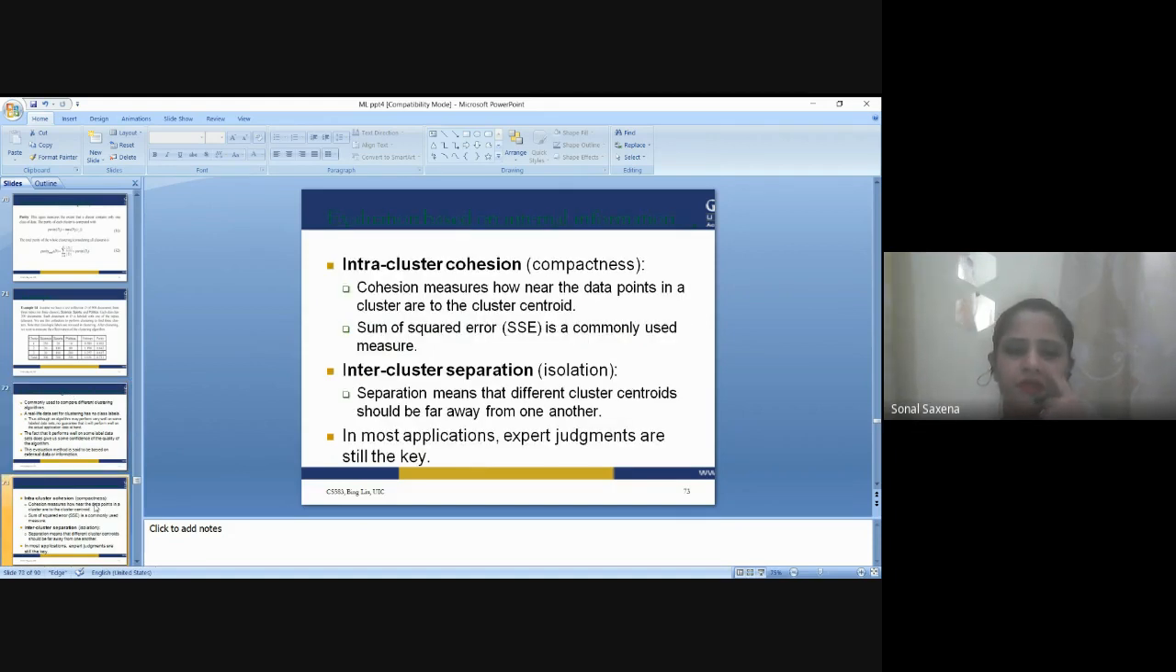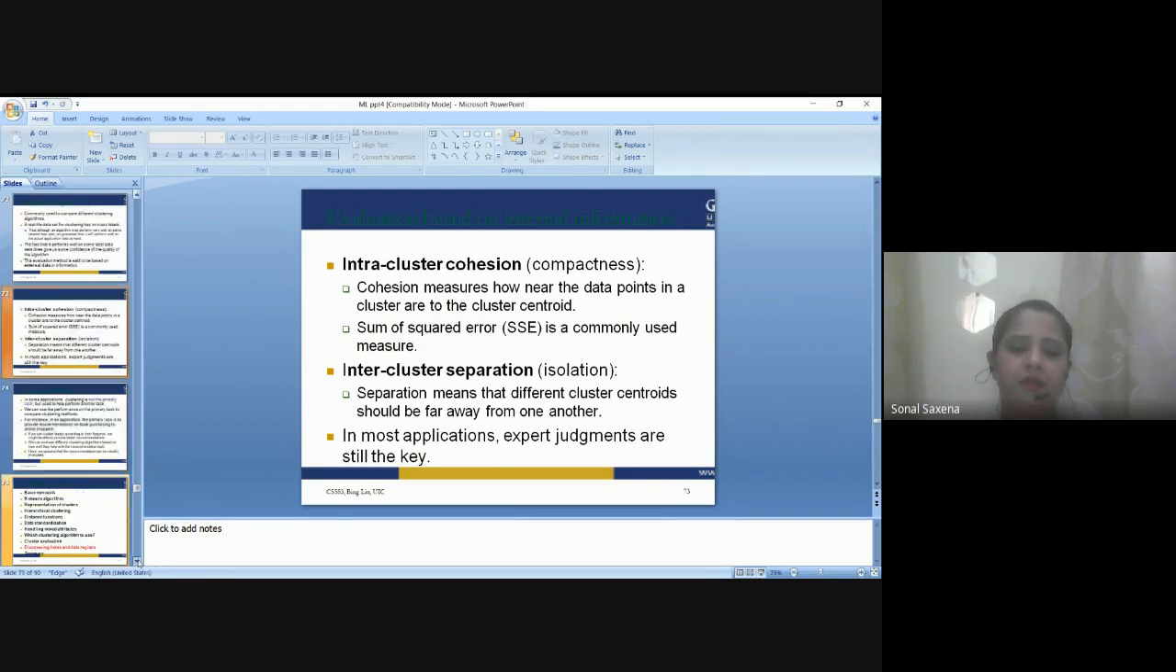Intra-cluster cohesion can also be used for evaluation, where cohesion measures how near the data points in a cluster are to the cluster centroid. The sum of squared errors, SSE, which we commonly know, can be used for the measurement. Then we can use inter-cluster separation, which is called isolation. This separation means that different cluster centroids should be far away from one another. In most applications, expert judgments are still the key.